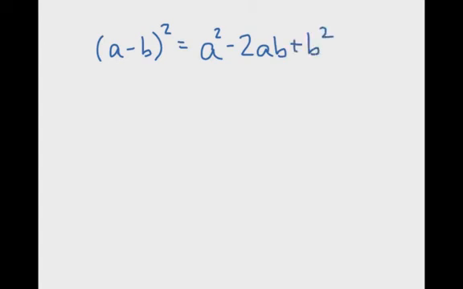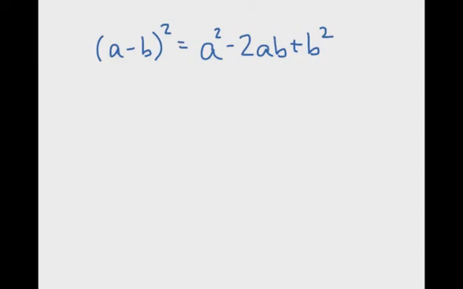Another identity is square of a difference. This is when we have a minus b, so instead of a plus b in the parentheses, this time we have minus, and it's squared, and that equals a squared minus 2ab plus b squared. If you notice, the only difference between the square of a difference and the square of a sum is that with the square of a difference, we have a minus 2ab, and with the square of a sum, we had a plus 2ab.